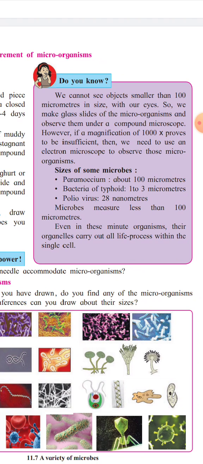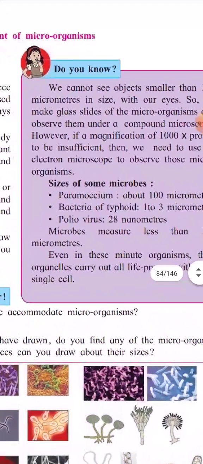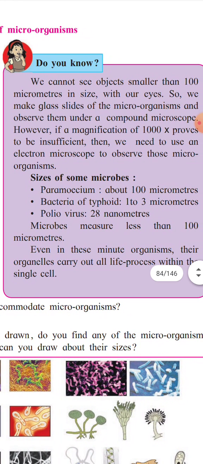Size of some microorganisms. Do you know? Paramecium, about 100 micrometers. Bacteria of typhoid, 1 to 3 micrometers. Poliovirus, 28 nanometers. Microbes measure less than 100 micrometers. Even in this minute organism, their organelles carry out all the life processes within a single cell.